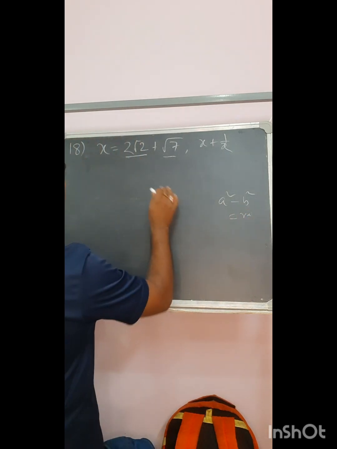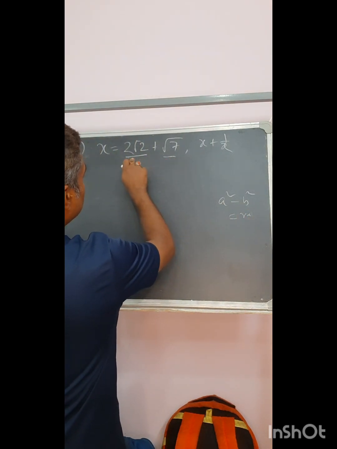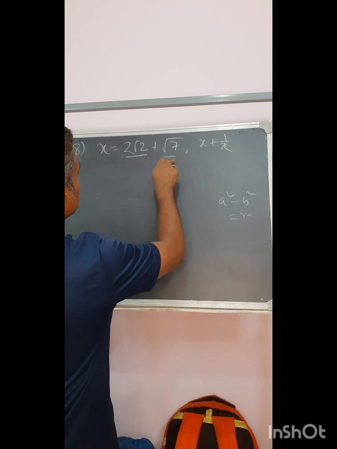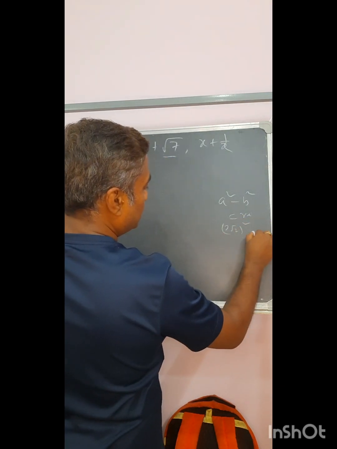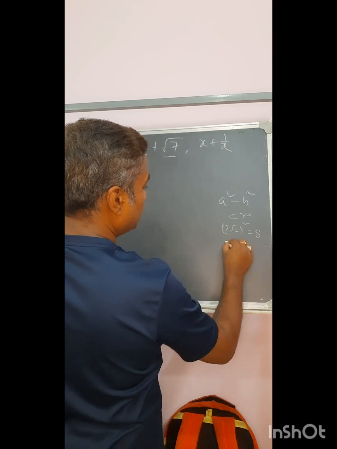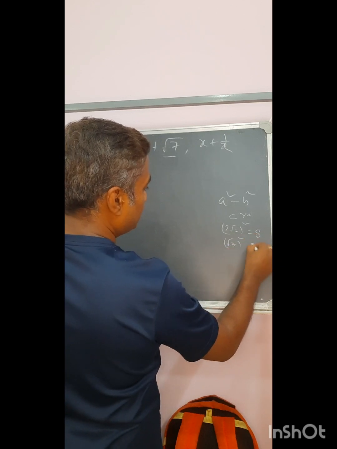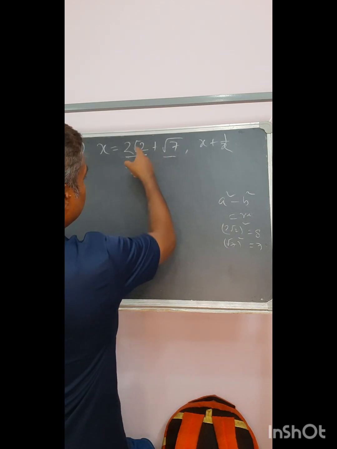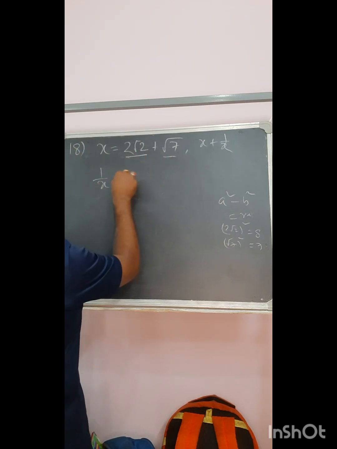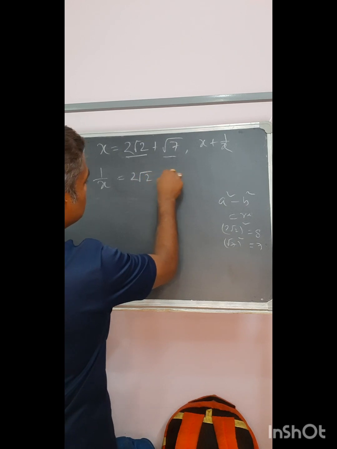Okay, now out of these two terms, which one is bigger? If I square 2 root 2, I will get 8, and whereas the square of root 7 I will get 7. From there you can understand which one is greater. So this one is greater. 1 by x is what? 2 root 2.